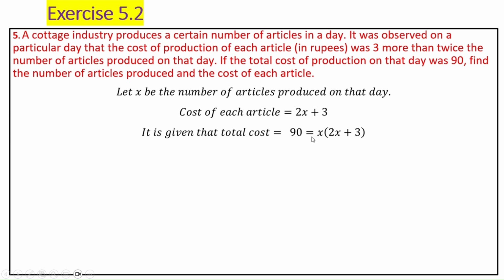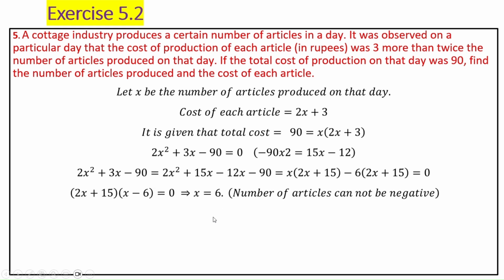Now in the question it is given that the total cost is 90. That means number of articles into cost of each one, that is x into 2x plus 3 equal to 90, right? You expand it, you will get the quadratic equation as 2x square plus 3x minus 90 equal to 0. Okay, 3x can be written as 15 minus 12. So with that, if you factorize, what you will get is x equal to 6.